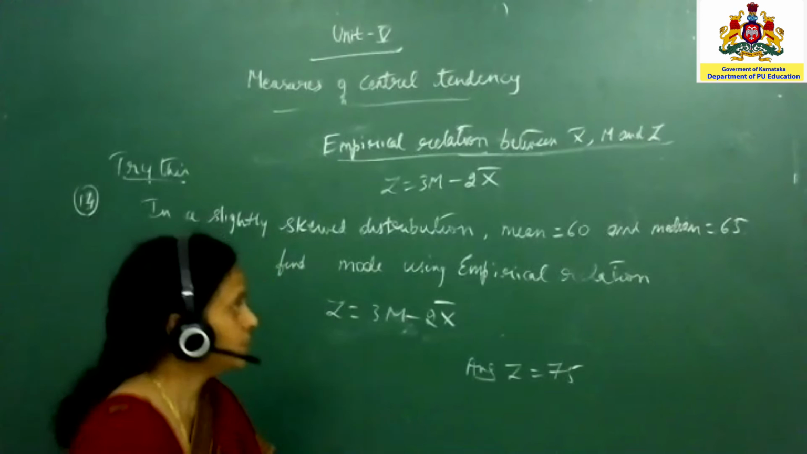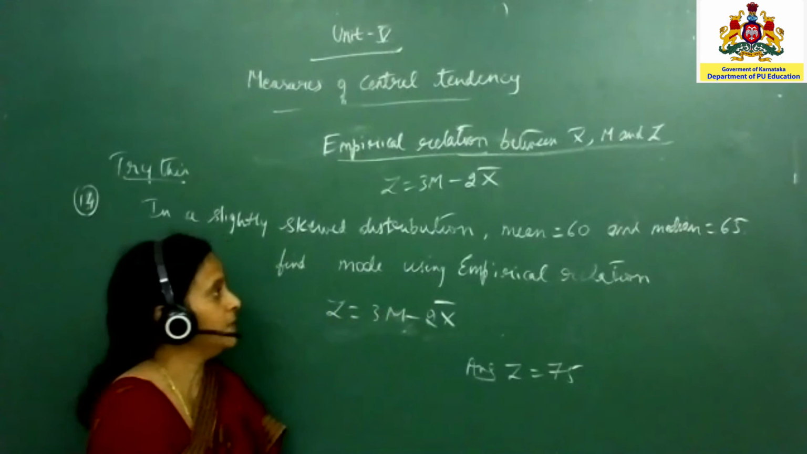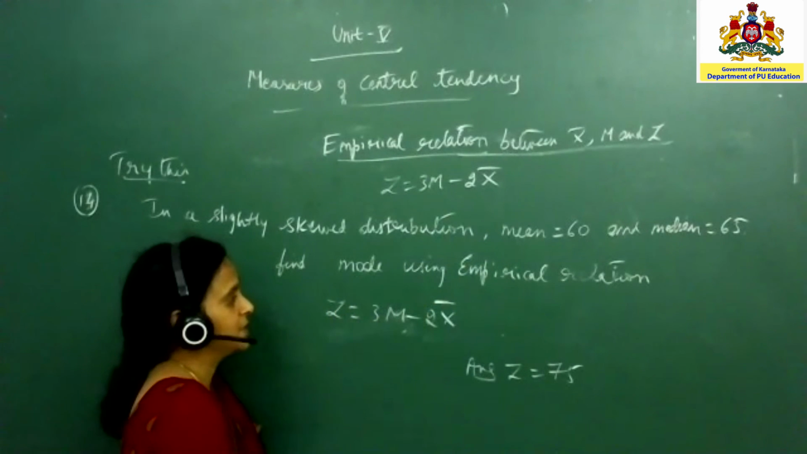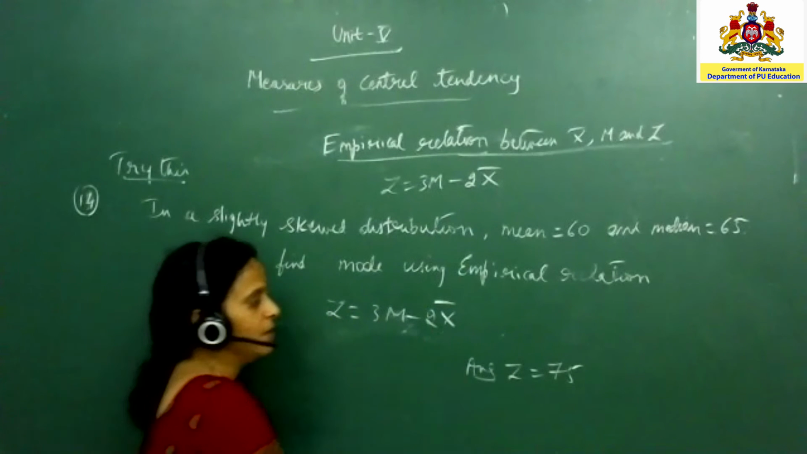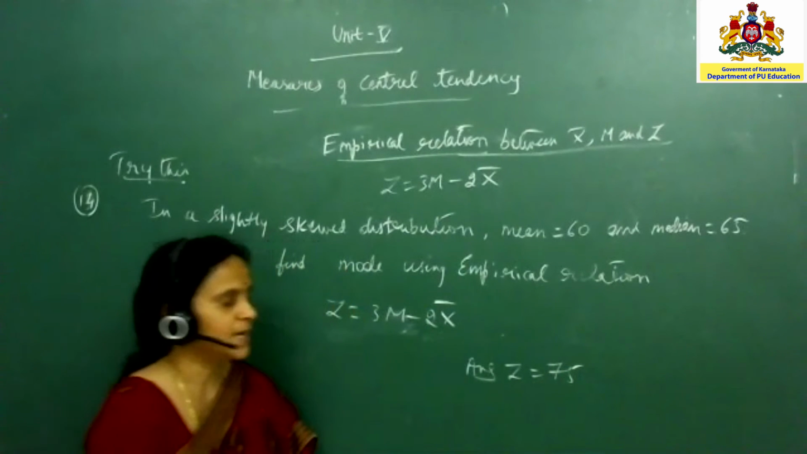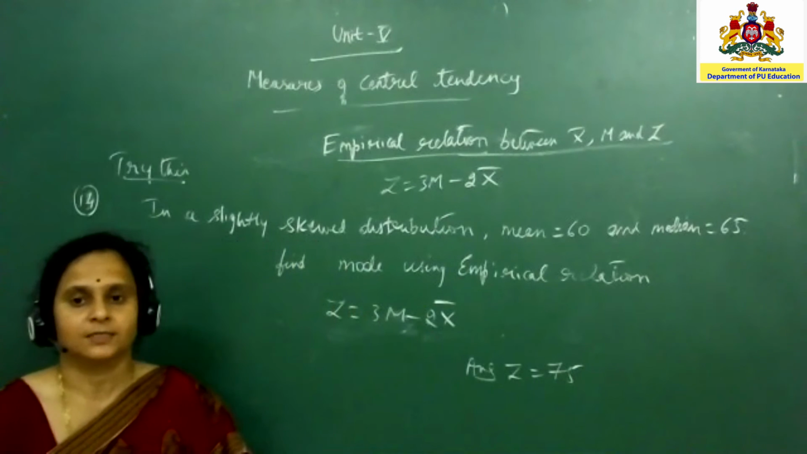Next one. Try this problem, similar to the previous one. Your mean is 60 and median is 65. Again substitute in this formula. Finally, we get the mode as 75. So try this.